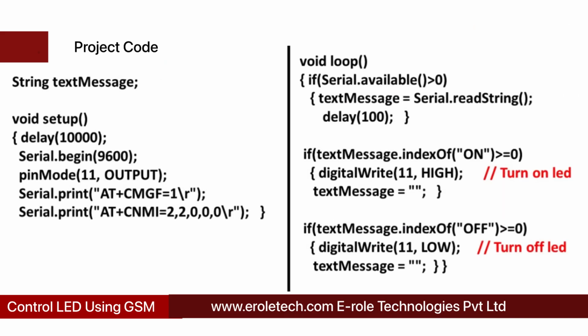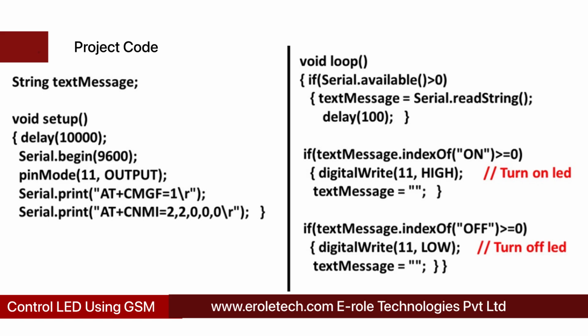This is the code of our project. String text message. Text message is a string type variable, which will save the received SMS. Void setup is a function in which we initialize the serial communication. We have generated 10 seconds delay for power supply stabilization. 9600 is the speed of data communication. Data will transmit between GSM module and Arduino with the speed of 9600 bits per second.